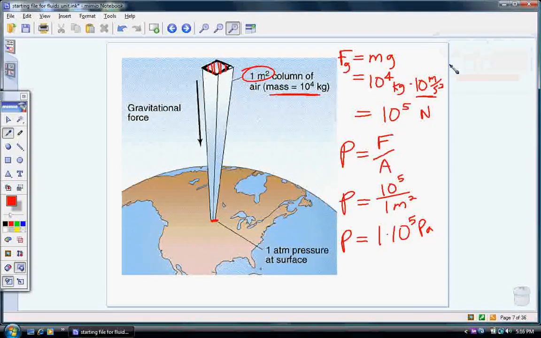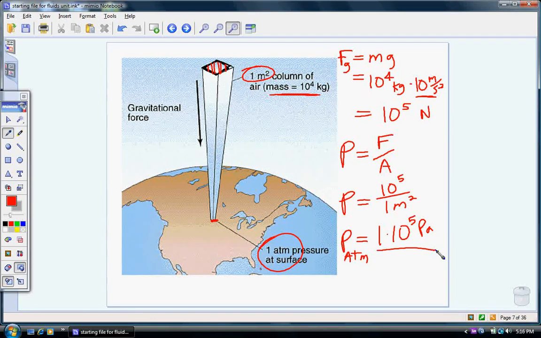Not only does the air exert this much pressure on the ground below, it exerts this same pressure on all objects on the ground. This is known as atmospheric pressure. And it's also called 1 atm, 1 atmosphere. We are going to be using pascals, 1 times 10 to the 5th pascals.